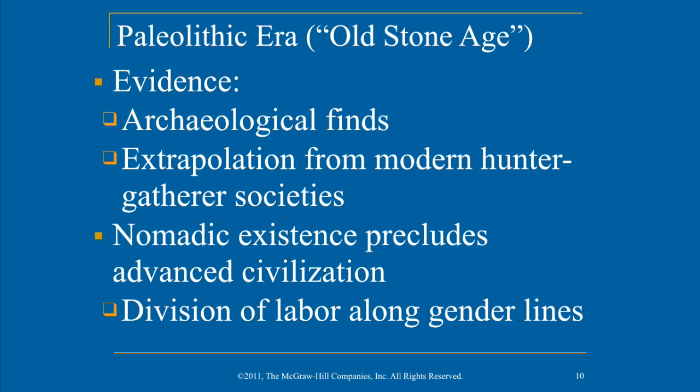Now we go to the Paleolithic Era, or the Old Stone Age. We have evidence that this is different compared to the previous times because through archaeological finds, we were able to extrapolate from modern hunter-gatherer societies that the way these people were living is very different than the way the Australopithecus animal was living. We know that this complex modern hunter understanding developed because we are able to see that gender lines developed a division.